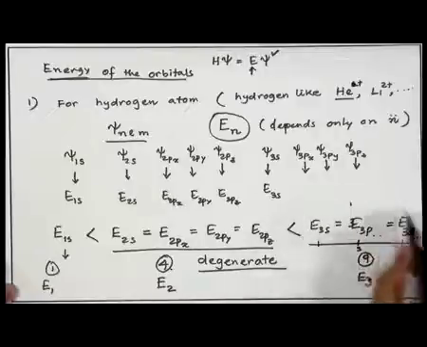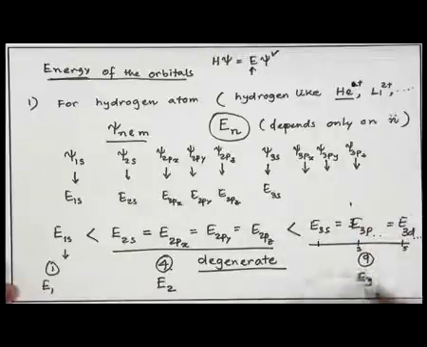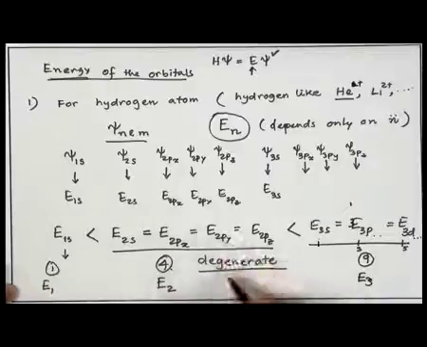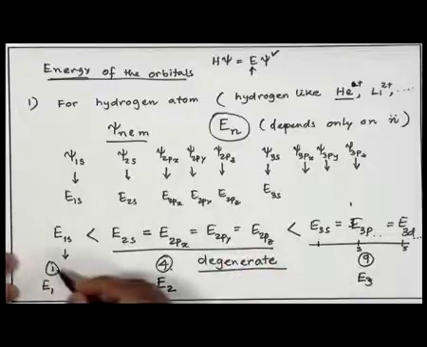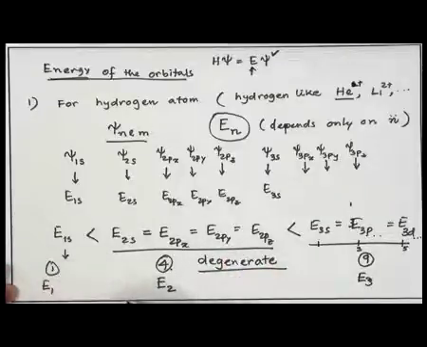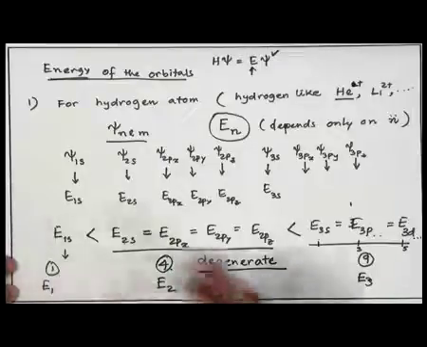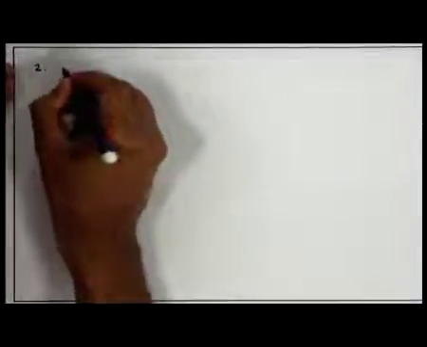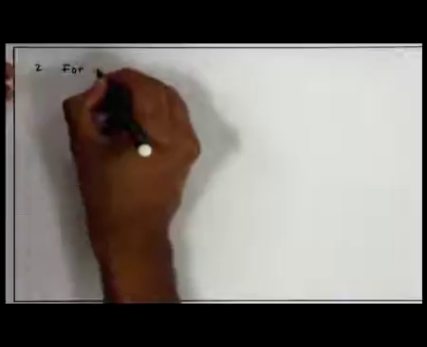So, the third energy level of the hydrogen atom is 9-fold degenerate. The second energy level of the hydrogen atom is 4-fold degenerate, and the first energy level of the hydrogen atom is non-degenerate, or simply single-fold degenerate. Now, we will talk about the second case, multi-electronic systems.